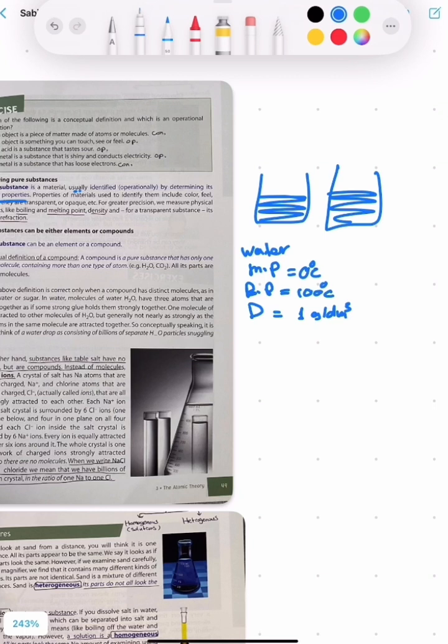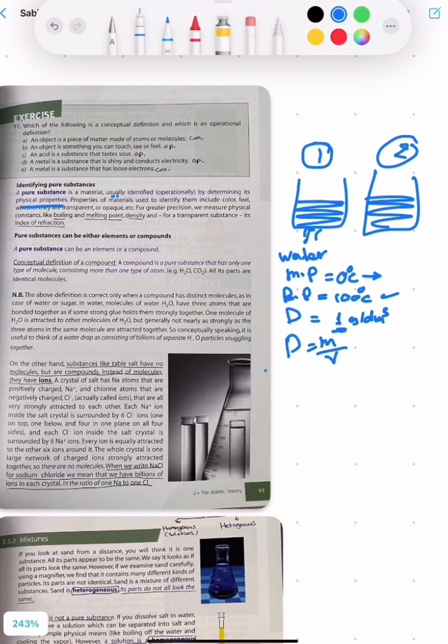You can just test it. For glass number 1 and glass number 2, boil it and see what the boiling point is. Whichever one is 100, that's water. Freeze it, then melt it. Which one has a melting point of 0 Celsius? That's water. Calculate the density. Density is mass over volume. Which one has a density of 1? That's water. Easy.